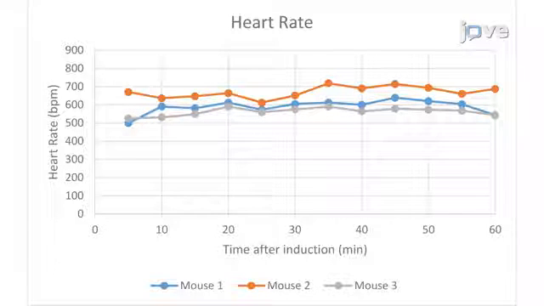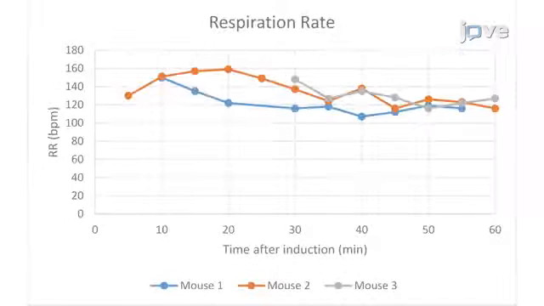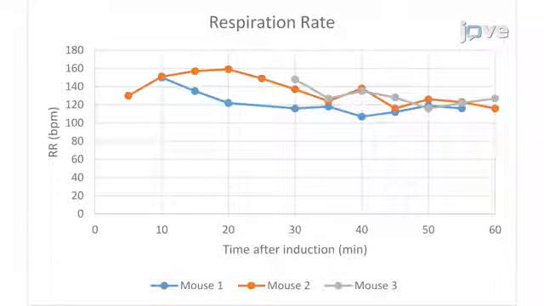The heart rate of the 3 mice, measured in beats per minute using pulse oximetry at 5 to 60 minutes after induction, is shown here. The animals' heart rates remained relatively stable and consistent through the maintenance period. This figure shows oxygen saturation levels of the 3 mice over the same time period. Finally, the respiration rate of the mice in breaths per minute between 5 and 60 minutes after induction with the digital low-flow anesthesia system is shown here.